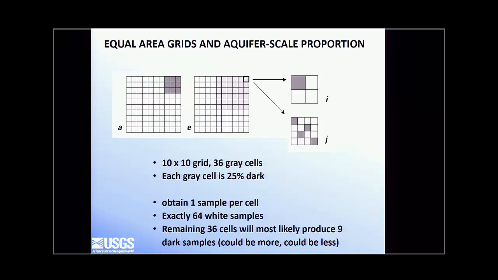Now you go to these 36 cells. There's a 1 in 4 chance it'll be dark, a 3 in 4 chance it'll be clear or white. Odds are, on the average, you'll get 9 out of those 36, but you can get more, you can get less. The chances of getting no dark cells is very small. The chances of getting 36 dark cells is even smaller. So the uncertainty increases as we spread that target around.